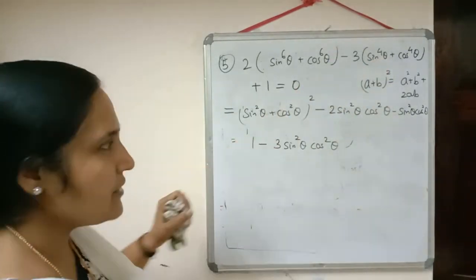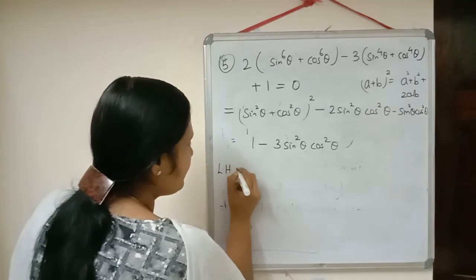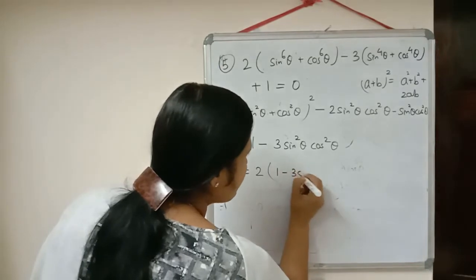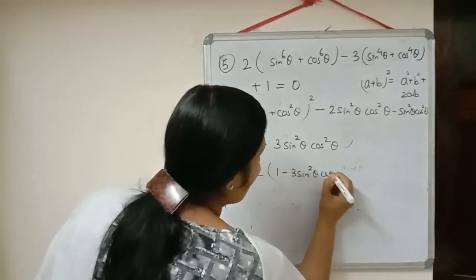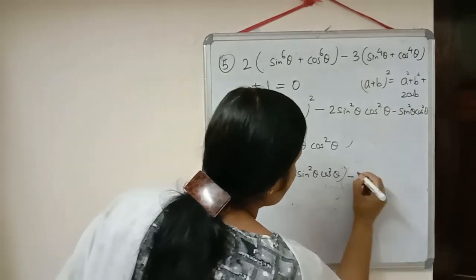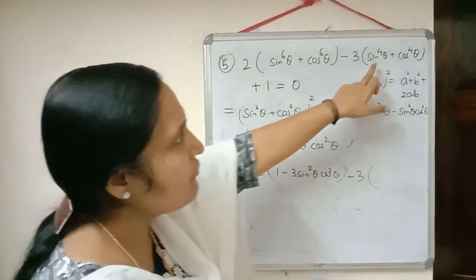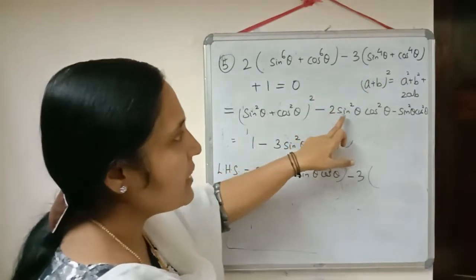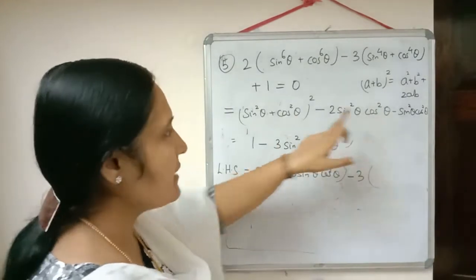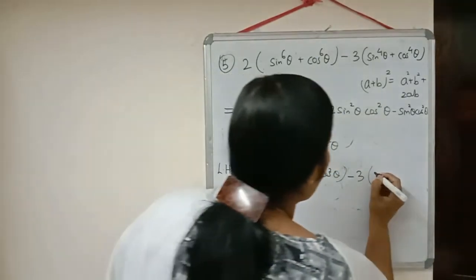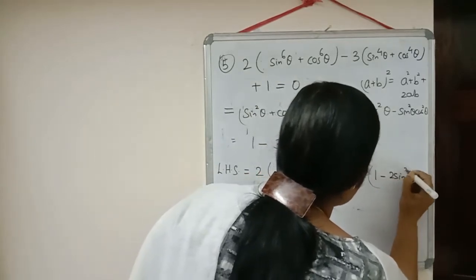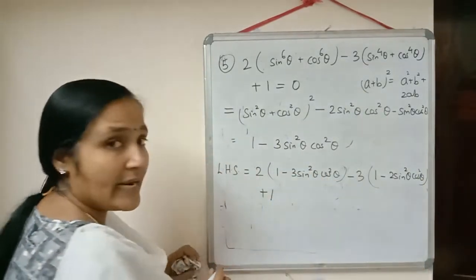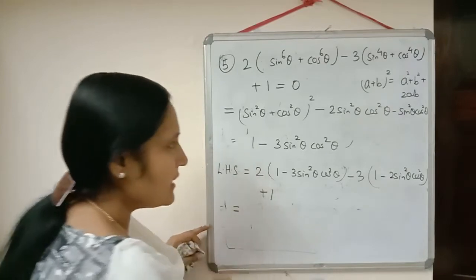So directly we will substitute there. Now all of you write down the left hand side. 2 into what is remaining here? 1 minus 3 sine square theta cos square theta, minus 3 into, as you know how we have written this one, sine square theta plus cos square theta the whole square minus 2 sine square theta cos square theta. And in place of this what will come? 1. So it can be written as 1 minus 2 sine square theta cos square theta, plus 1 is already there. Don't write it is equal to 0. We have to prove it is equal to 0.